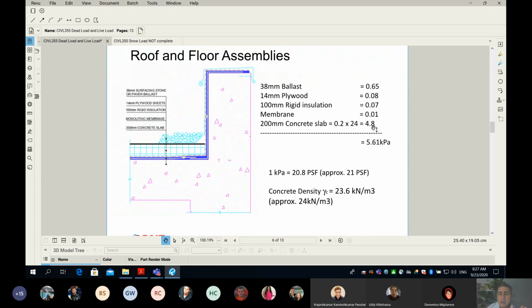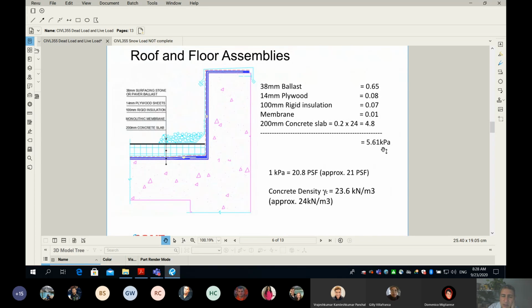I know some of you by now will ask, hey, Tahir, listen, how can we find the weight of the ballast, or how can we find the weight of a 14 millimeter plywood? I will go through this in detail in the next slide, but for now, please just trust me, and those are the numbers for the self weight, or the weight of every layer, measured in kPa. In this case, the total weight is 5.61 kPa.